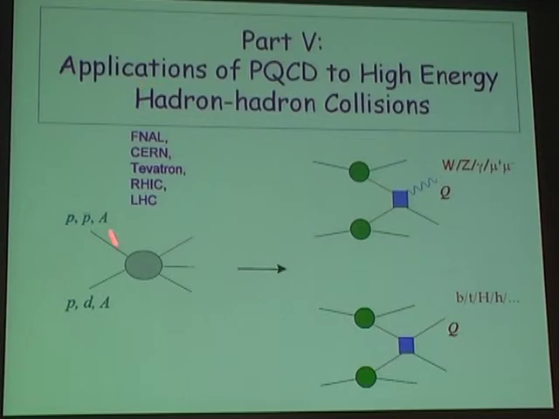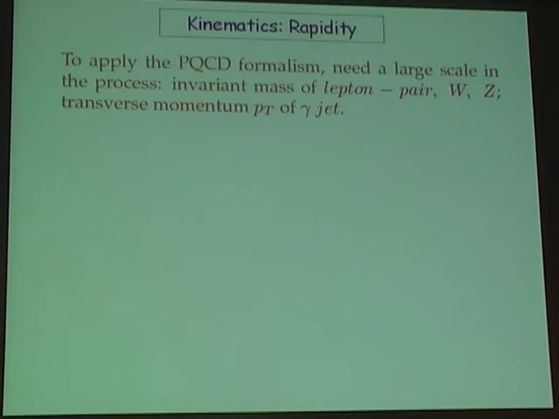So at these kind of machines, you have hadrons colliding on hadrons. And we're interested in standard model processes, W and Z production, Drell-Yan production, and so on, and heavy quark production, and Higgs, and new particles, whatever. What's in common for all these processes are certain aspects of the kinematics, which is shared between all these different processes, and certain QCD-based guidelines, which I will mention as we go along.